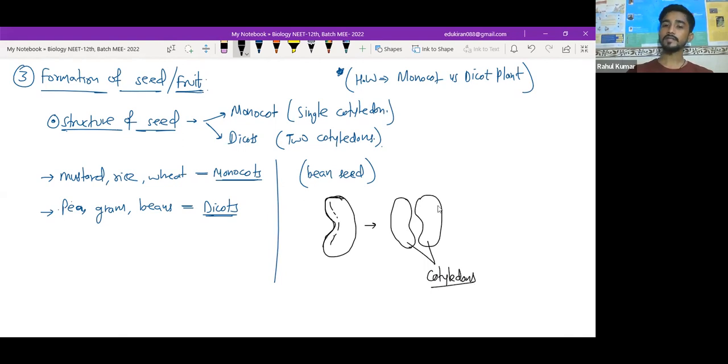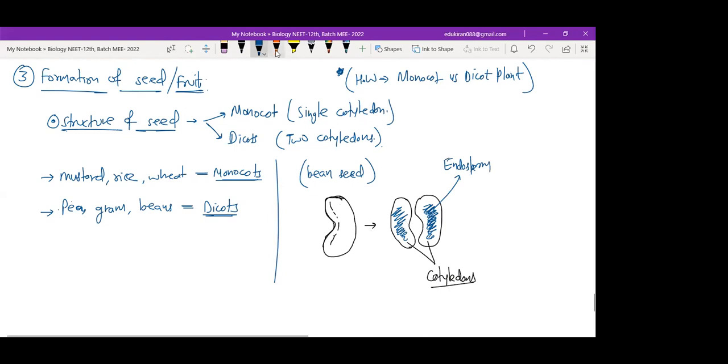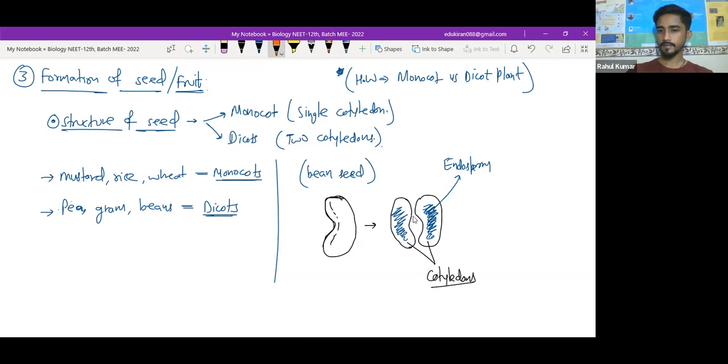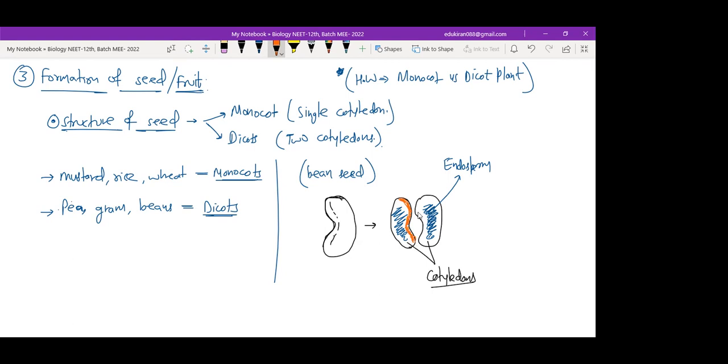And what do cotyledons carry? What is this part filled with? What does it contain? Endosperm. Is it clear? And where is the embryo? If you see carefully, the embryo in a dicot seed is here. It is sandwiched between the two cotyledons, and it runs through the entire length of the seed. This part is the embryo.